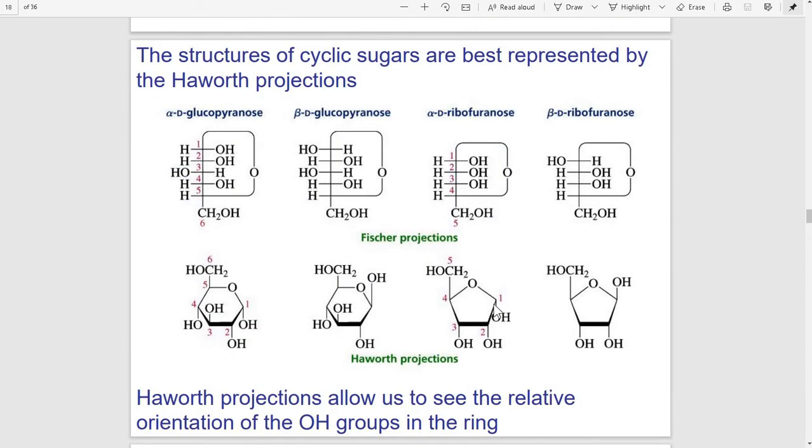Next, the structure of a cyclic sugar can be best represented by the Haworth projection. Means the cyclic structure we represent by the Haworth projection.